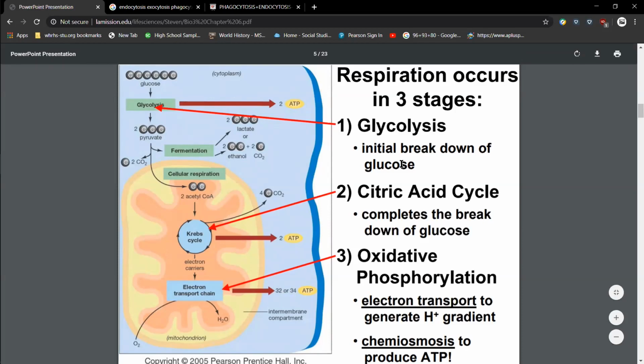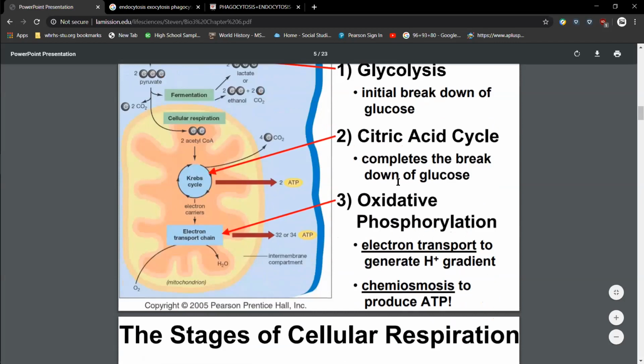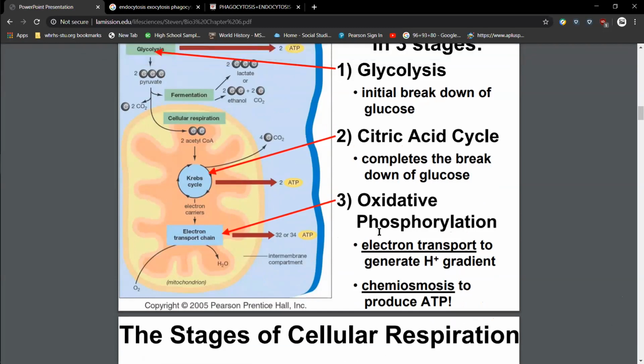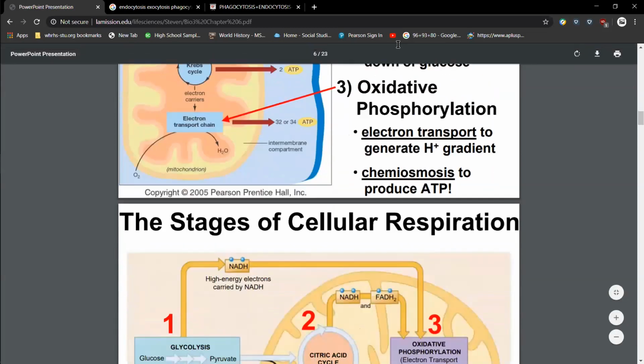The next step is the citric acid cycle. It can also be called the Krebs cycle, and the tricarboxylic acid cycle. So it has a ton of names, and it pretty much completes the breakdown of glucose. The final step is oxidative phosphorylation. This is where electrons are transported through the electron transport chain, and this generates a proton gradient, which produces ATP. We'll get into how that works later.